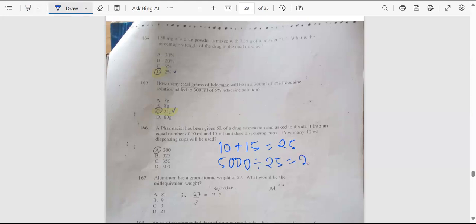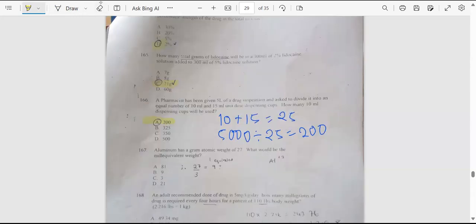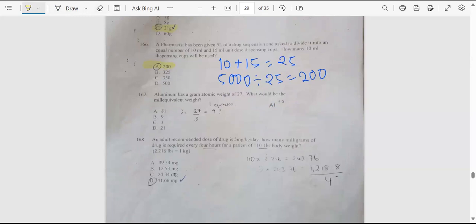Yeah, so then 200 divided by, thank you. So the calculation has been shared there. You can just take a look. So basically they have just added the 2 different unit dose dispensing cups, which come up to 25, and then you divide your 5,000 by 25, you get 200.